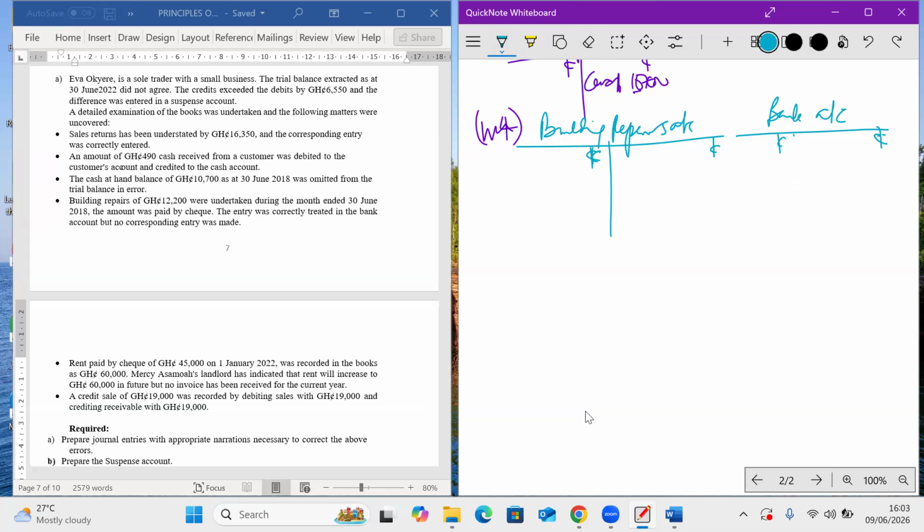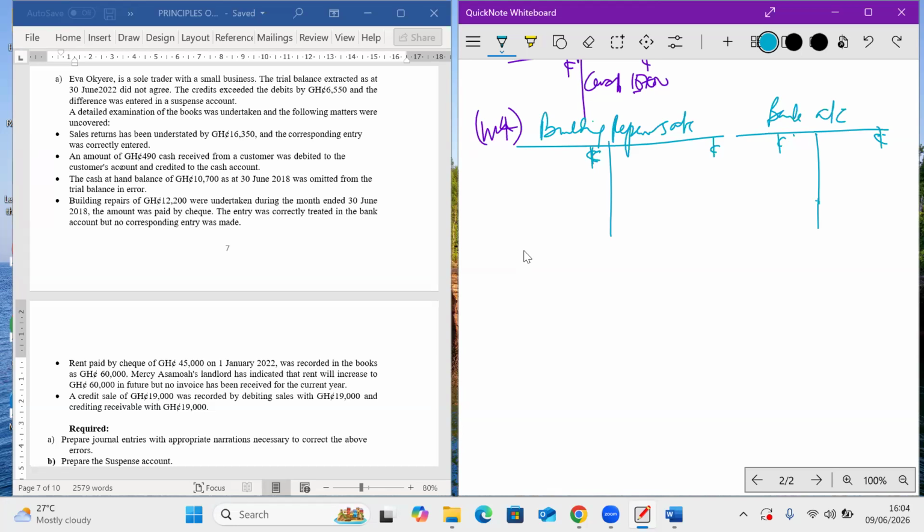So yes, what do we do next? Come again with what we were saying. Bank account should be credited. Building repairs: the question says the amount was paid by check. Payment. So in the bank account, do you record on the debit side or credit side? Credit side.